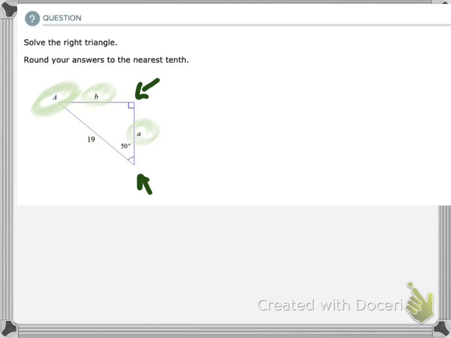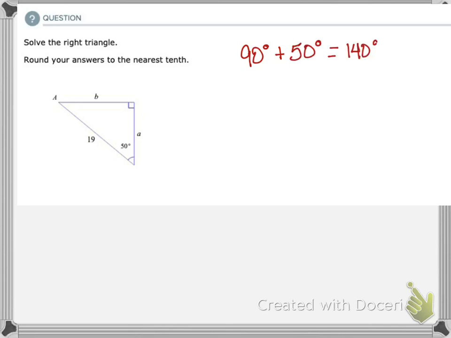I'd focus on that first because we know that one of the angles is 90 and one of the angles is 50. So let's do 90 degrees plus 50 degrees is equal to 140 degrees. And we know that a triangle must have 180 degrees as the sum of all three of its angles. So I'm going to say 180 degrees minus 140 degrees is equal to 40 degrees. So that means our angle A right here is 40 degrees.